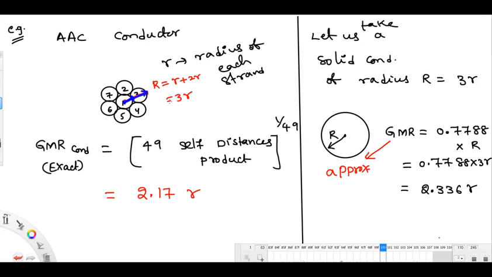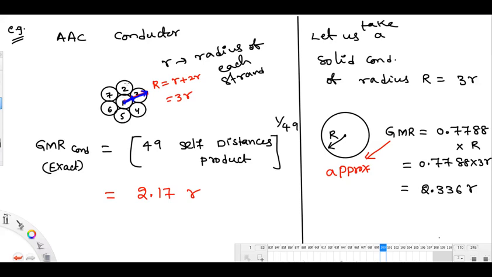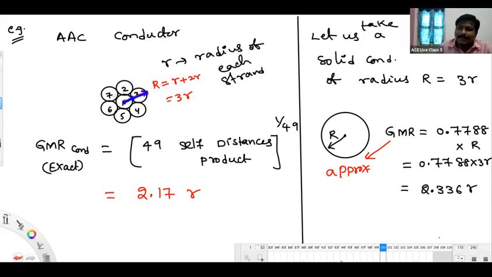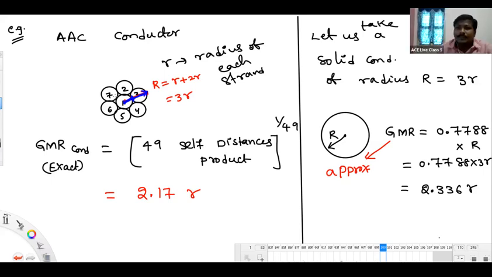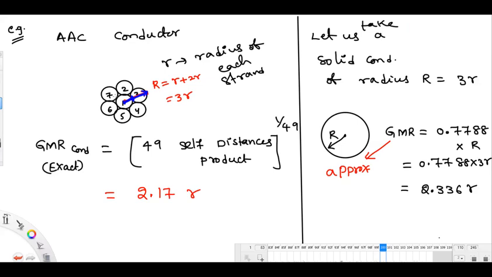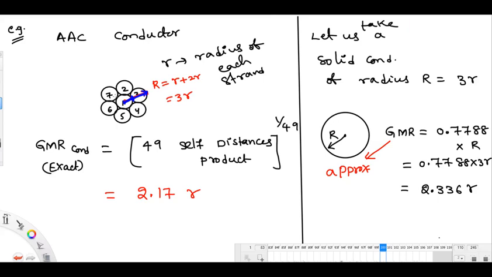Where is it? There is 49? Any shortcut? Not shortcut. I have explained elaborately. Number 1 will have 7 distances, I said. Number 2 will have 7 distances, and up to 7. Each and every strand will have 7 self distances. Product of those 7 times 7 is 49. Each one will have 7 conductors, so total number of distances will be 7 into 7. Okay, sir. Any other doubt you have, Kavya?